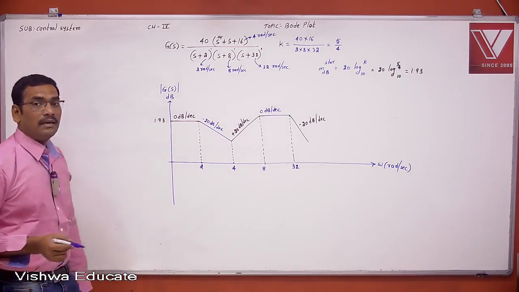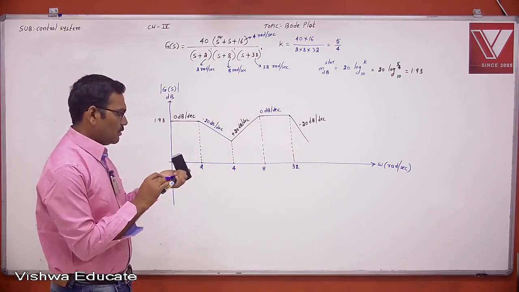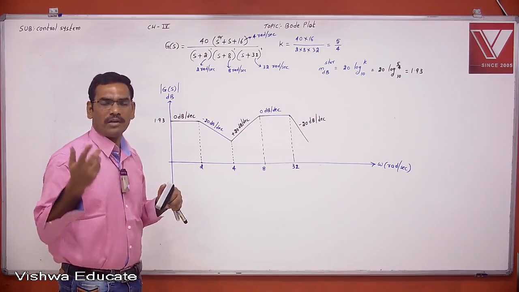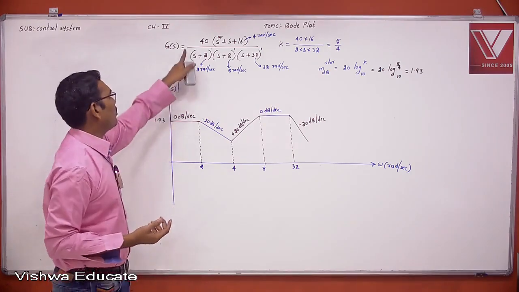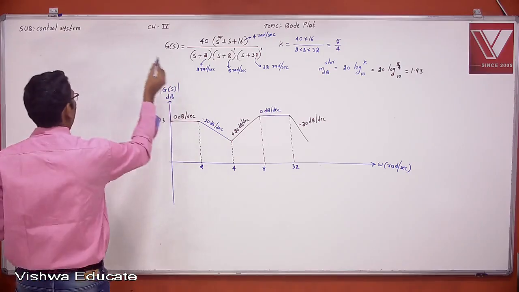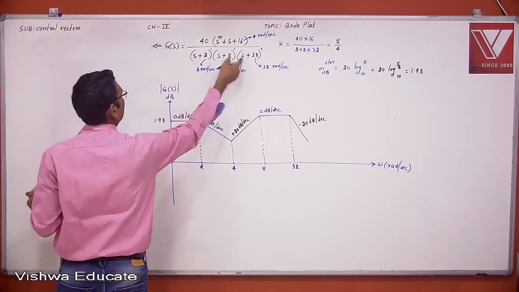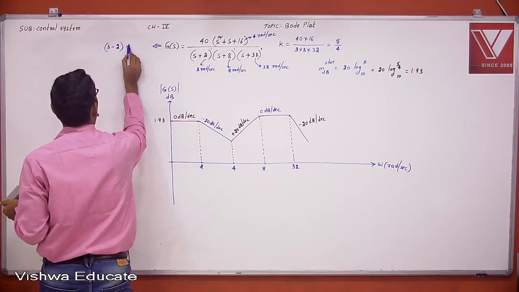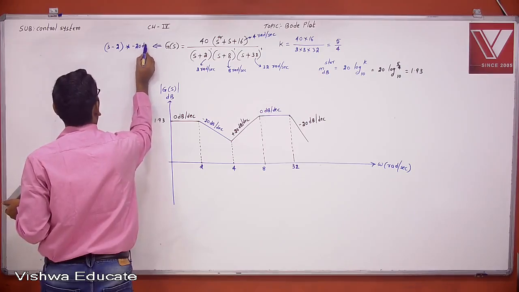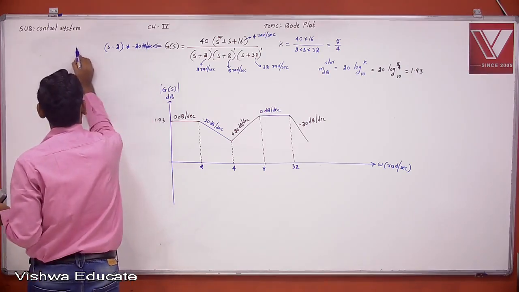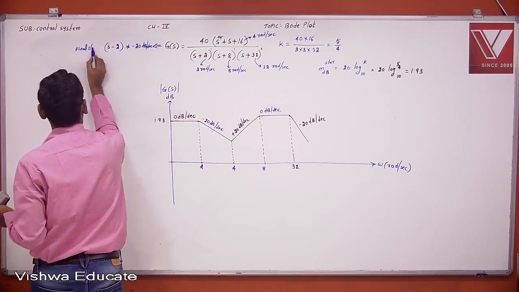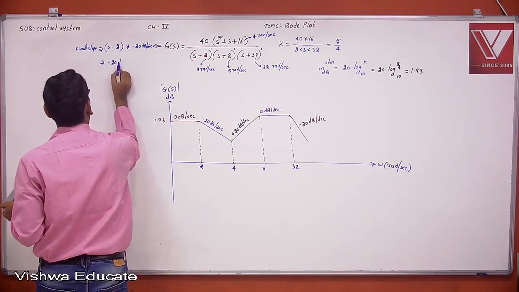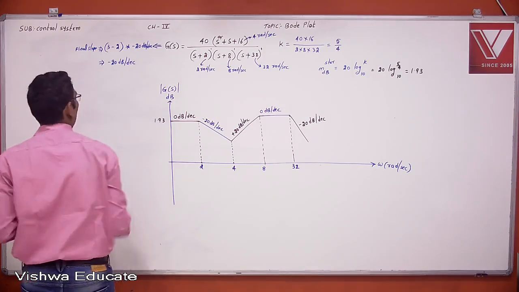Now this is the Bode plot. Students have a question: sir, is this Bode plot correct or not? How can I recognize that? There are many shortcut methods, and a very simple one. First, identify the final slope. How many poles? 3 poles. How many zeros? 2 zeros. 3 minus 2 multiplied with minus 20 dB per decade. This is the final slope, which is minus 20 dB per decade.